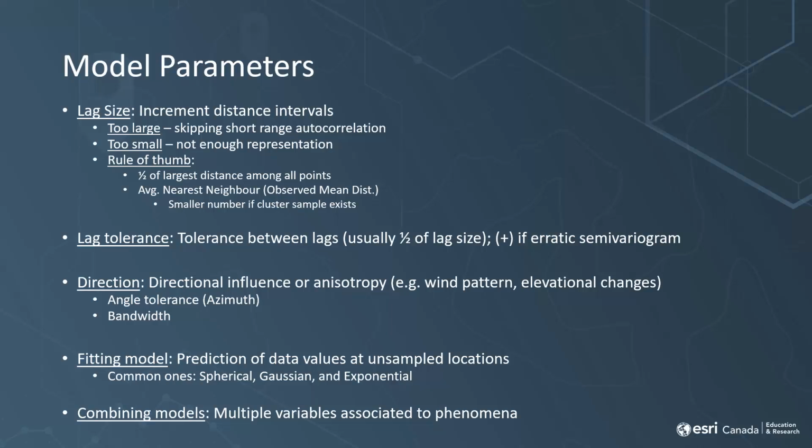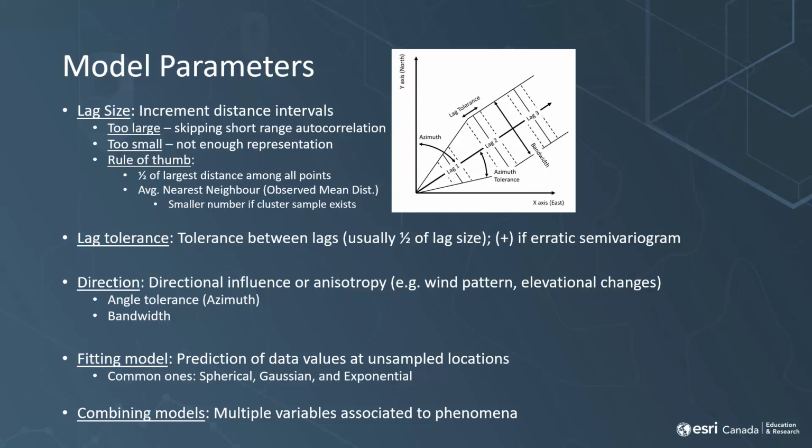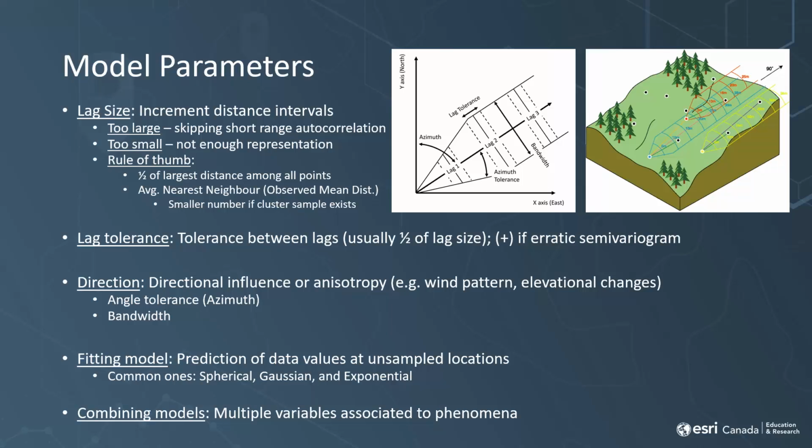Lastly is combining multiple fitting models into one. This is only to be used if you have other variables that would influence the phenomena, such as elevation for temperature or biomass. Here are two images of what the parameters would look like if you were to do this on paper and on the map.